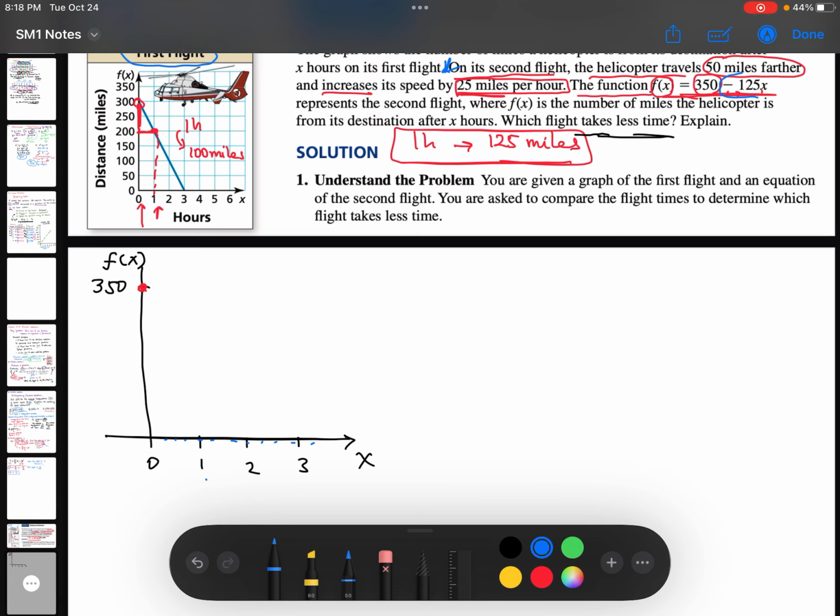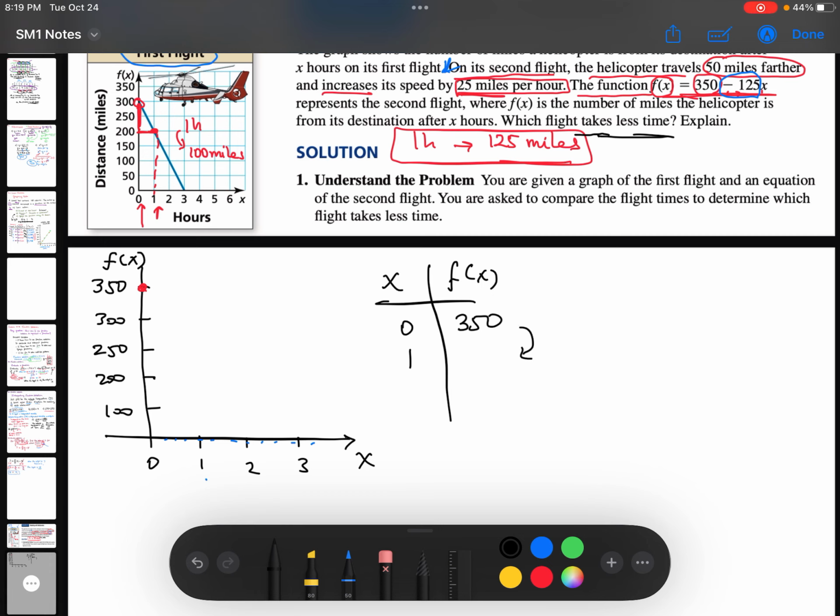you traveled 125 miles. So it means that after 1 hour, let me do, for example, here 300, 250, 200, this is going to be 100, and so on. Sorry, the intervals are not the best, so I apologize for that, but this is going to be like this. If at time 0, and actually let me do this, x, and then distance f of x. When the time is 0, it is 350 miles away from its destination. 1 hour after that, and remember that we are reducing by 125 each time, this is going to be 225. 2 hours, this is going to be 100. 3 hours, this should be negative 25.